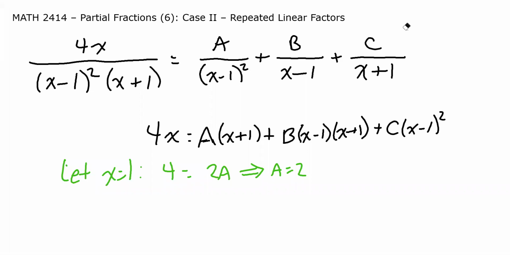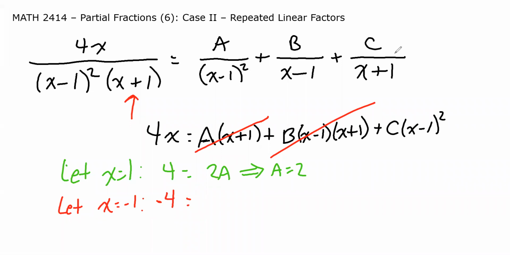All right, so let's focus on the next factor in the denominator and see what will make it equal to 0. Well, clearly x equals negative 1 will make x plus 1 equal to 0. So let's see what happens when we let x equal negative 1. On the left side of the equation, it gives us 4 times negative 1, which is just negative 4. X equals negative 1 will cancel this factor and this factor.